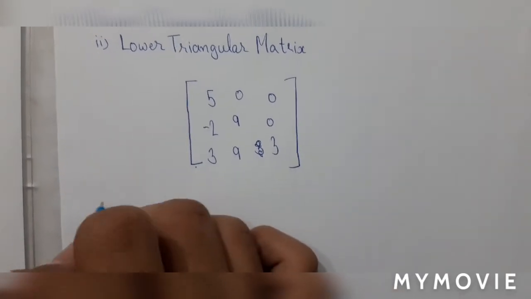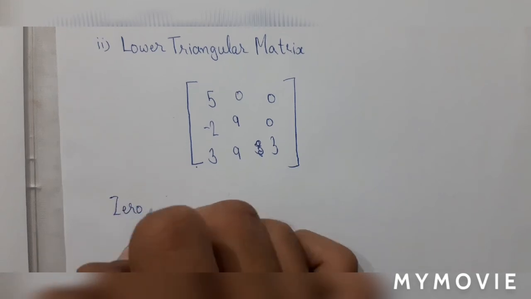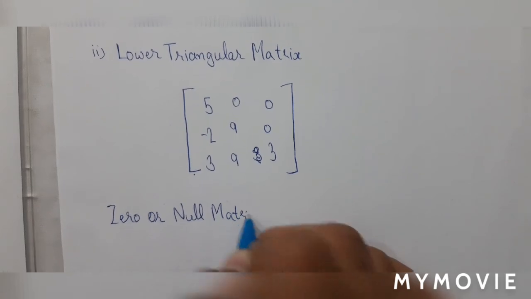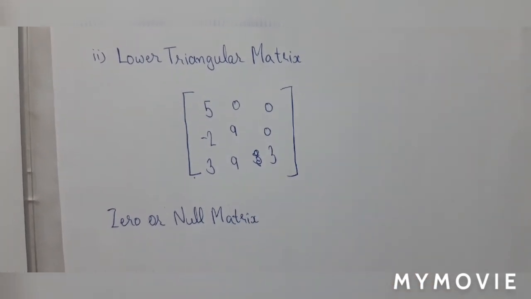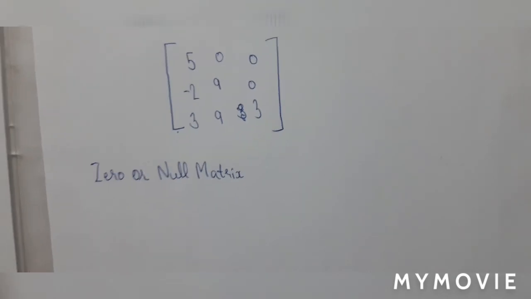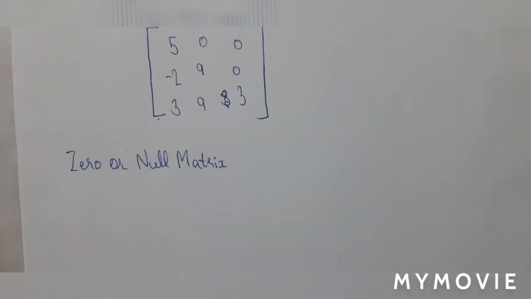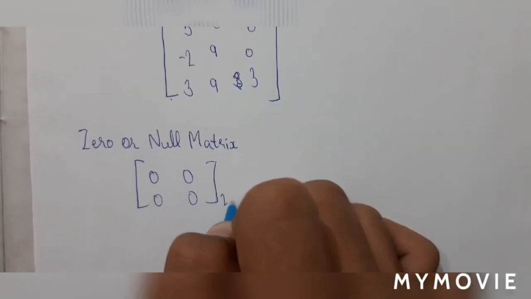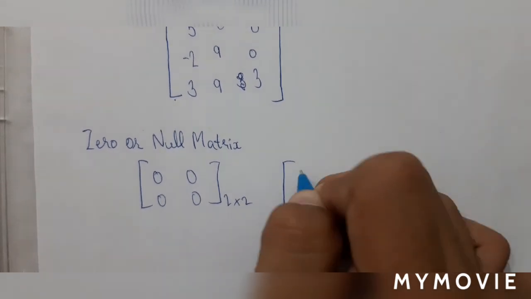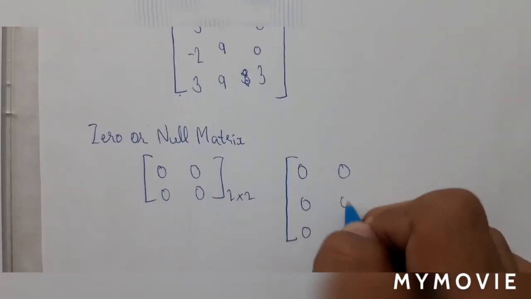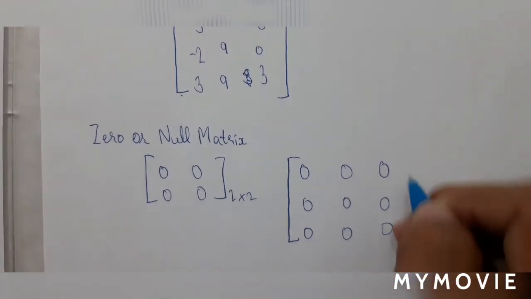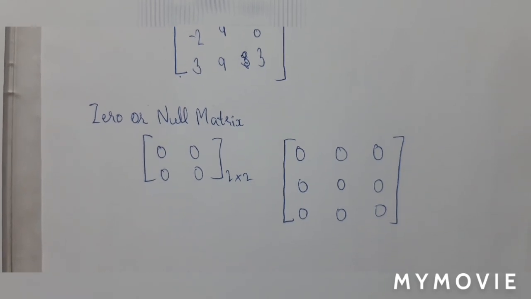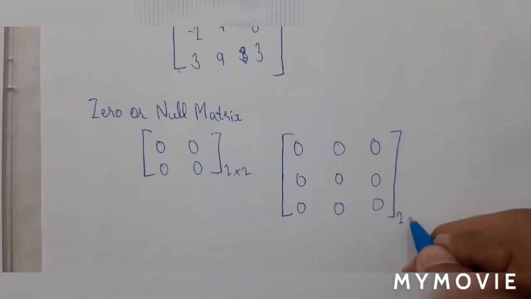The next type is the 0 or null matrix. So what is a 0 or null matrix? A 0 or null matrix is a matrix in which all the elements are 0, like 0 0, 0 0 for 2 cross 2, and for 3 cross 3, 0 0 0, 0 0 0 and 0 0 0. So all the elements should be 0. This is called a 0 or null matrix.